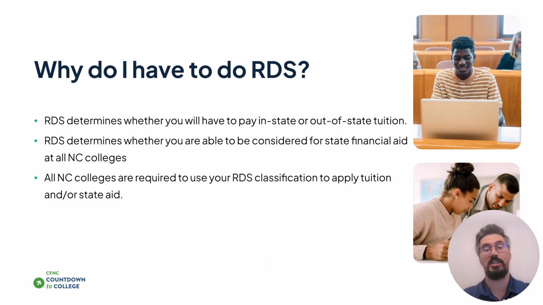So the number one question that I know is burning in everybody's mind right now is, why do I have to do RDS? Well, RDS determines whether you will have to pay in-state tuition or out-of-state tuition. And it also determines whether you can be considered for any state financial aid at any of the North Carolina colleges. North Carolina colleges are required to have your RDS classification in order to give you in-state tuition, which will save you thousands of dollars on college tuition annually.